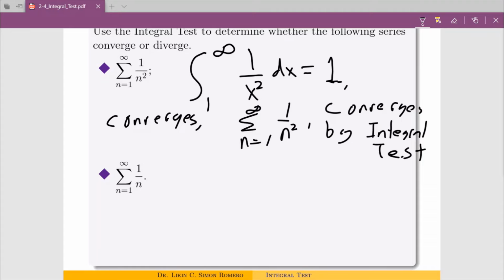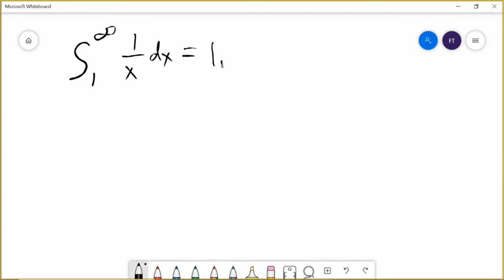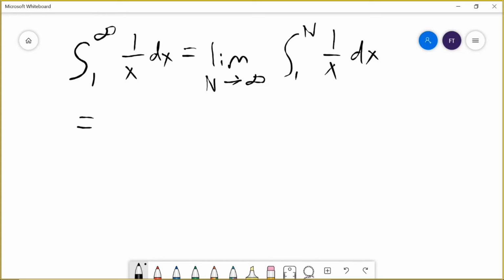If we look at the series n equals 1 to infinity of 1 over n, to use the integral test, we want to evaluate the integral from 1 to infinity of 1 over x dx. To evaluate this improper integral, once again we have to write this as a limit. And our antiderivative of 1 over x is ln of the absolute value of x.